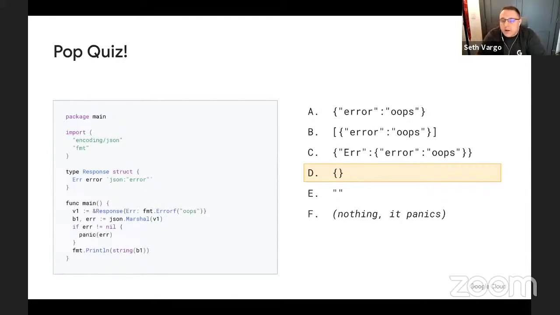And the reason for this is that error is an interface in Go. And whenever an interface is marshaled in JSON, it marshals to its underlying type. The underlying type for error string, which is what errors.New and fmt.Errorf generate, is a private type called errorString that has no exported fields. And when a type or struct in Go has no exported fields, it encodes in JSON to the empty object.